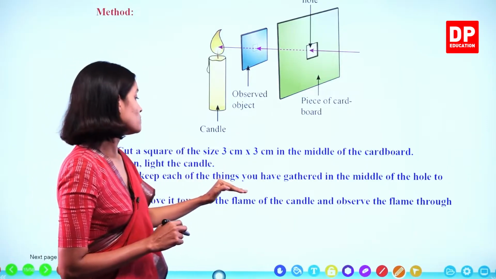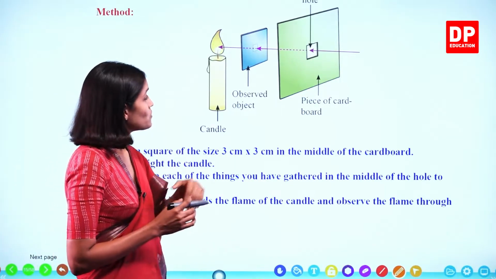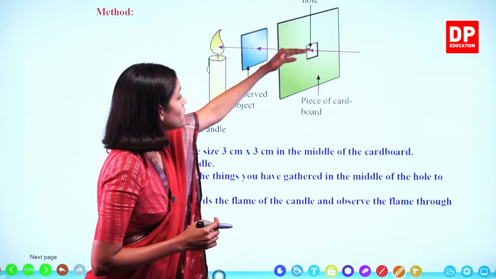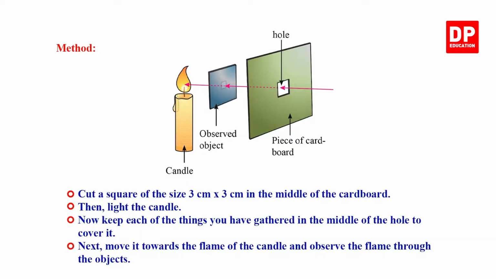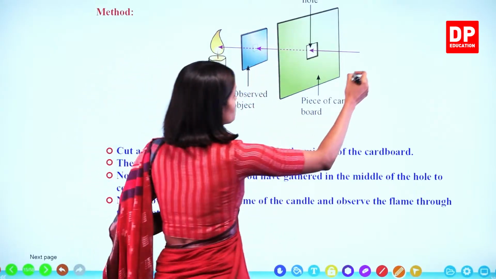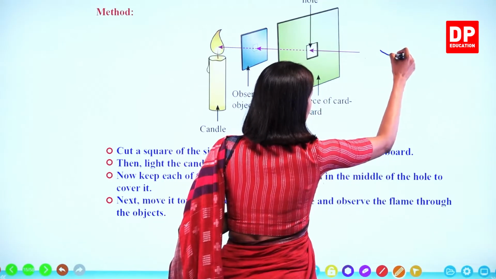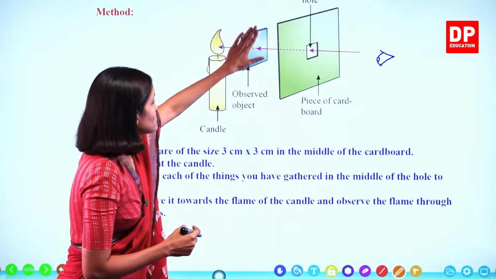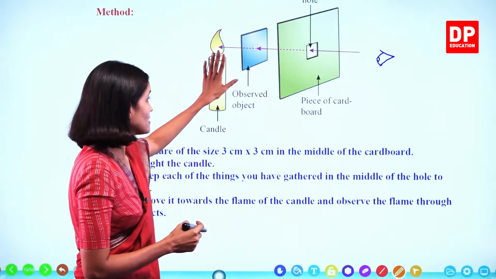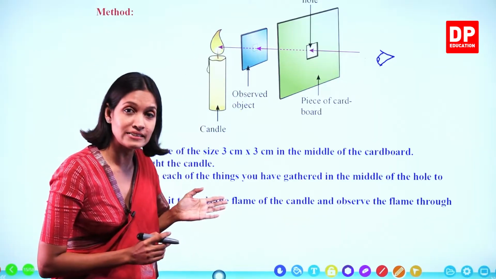Next, move it towards the flame of the candle and observe the flame through the objects. So what we have to do again, we have to cut this hole, and first of all you have to place this piece of cardboard in front of the lighted candle so that the candle flame is in line with the hole. When you look from this side, with no material in between the piece of cardboard and the candle, you should be able to see the candle very clearly.